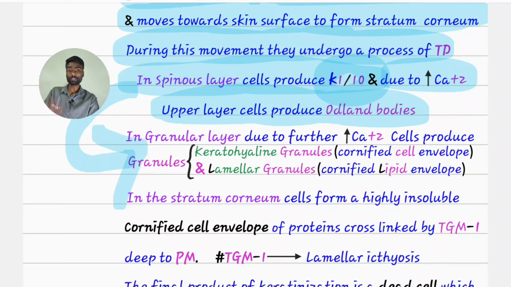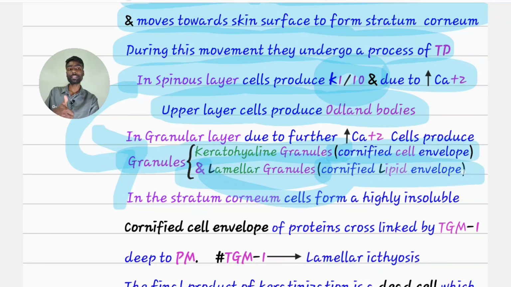There, along with the Odland bodies, also known as lamellar granules, they produce keratohyalin granules also. These keratohyalin granules contain mainly proteins which contribute to the formation of cornified cell envelope. Lamellar granules contribute to the formation of cornified lipid envelope. After reaching stratum corneum, these cells already have two types of granules, keratohyalin granules and lamellar granules.